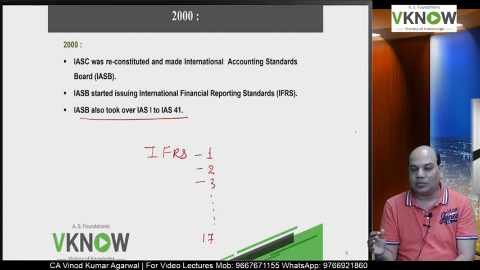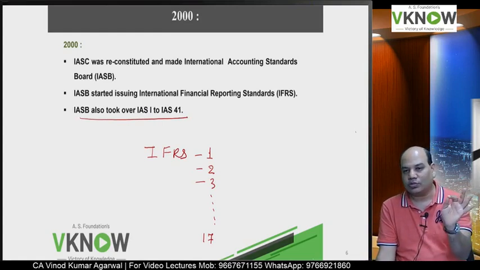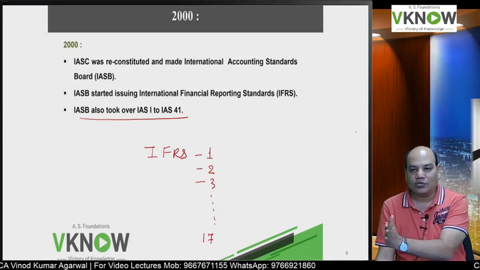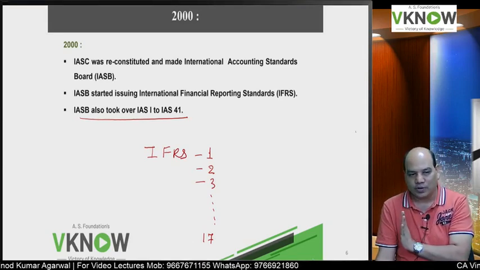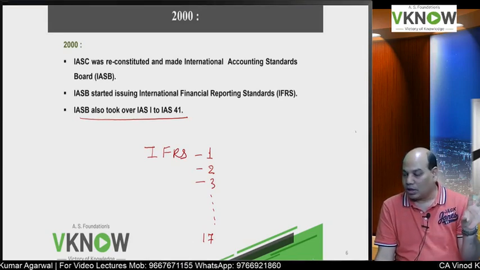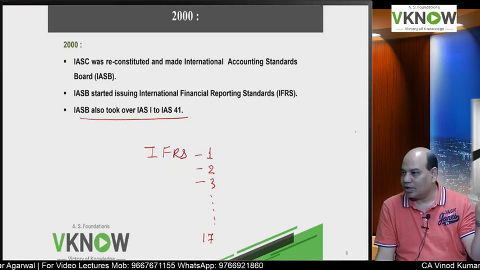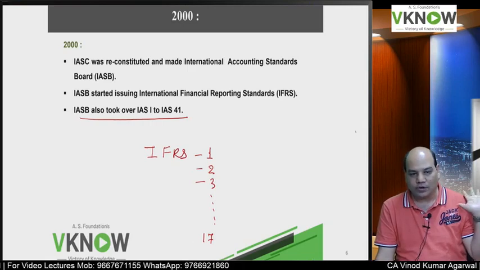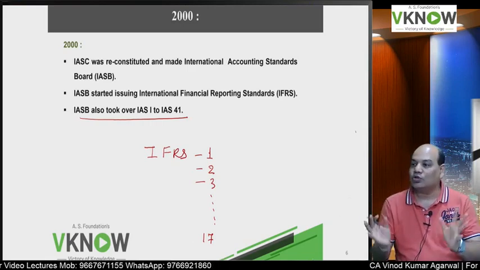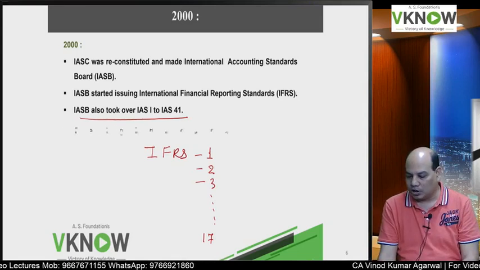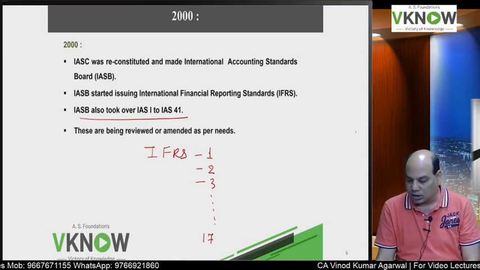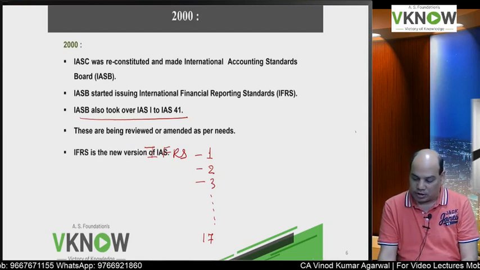So you will find the numbering system is IAS 1, 2, 3, it goes up to 41, but then suddenly it starts from IFRS 1, 2, 3, 4 and up to 17, because IASC issued IAS, IASB is issuing IFRS. Both together is called International Financial Reporting Standard. From time to time the standards are reviewed, amended as per the requirement.